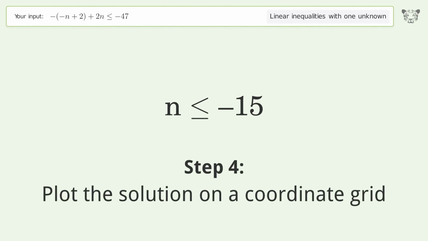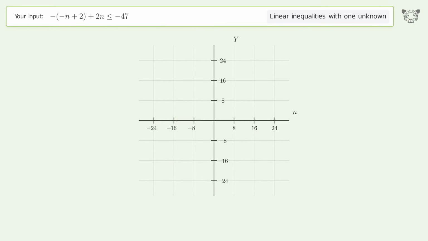Plot the solution on a coordinate grid. And so the final result is n equal or smaller than -15.